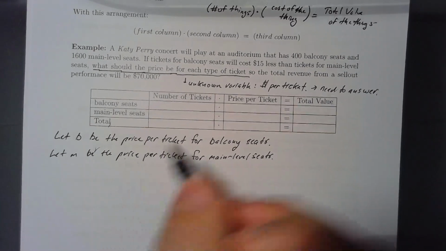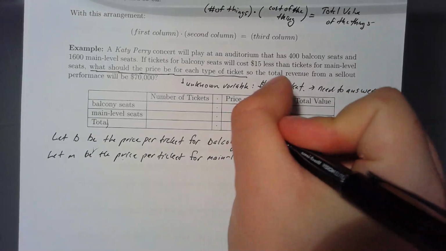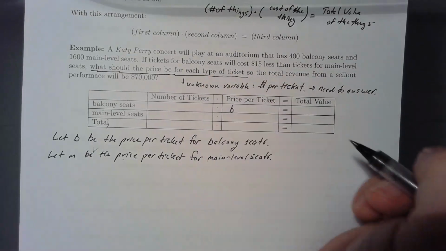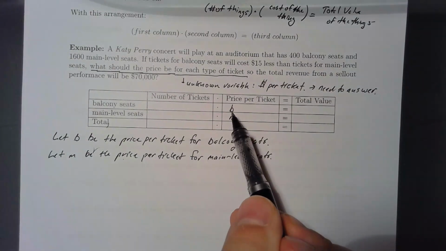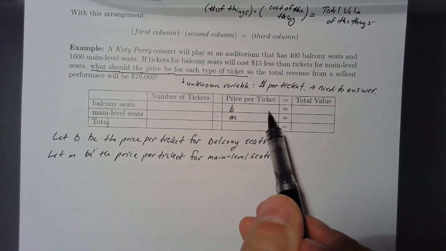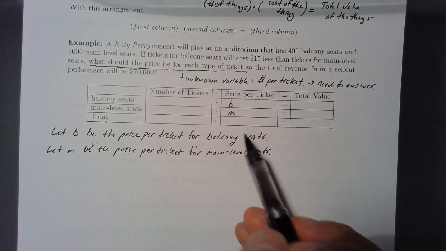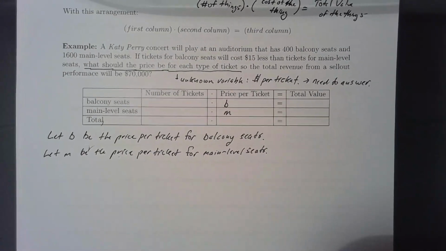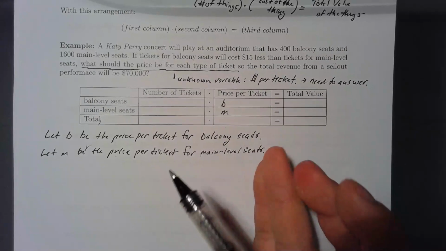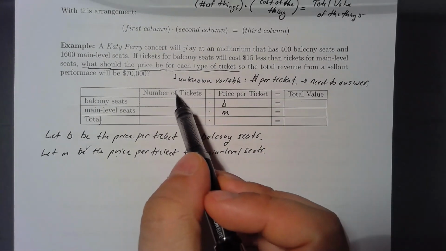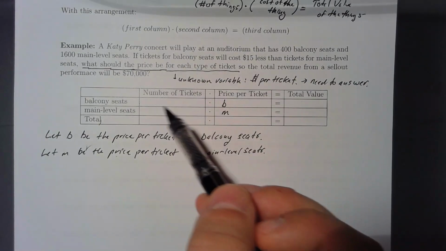So now that I know that, I'm going to fill it in my table. What is the price per ticket for balcony seats? It's B. What's the price per ticket for main level seats? It's M. Now I'm writing it a little to the left here because I might have to fill in something here, but I'm just giving myself enough space. That isn't always the case, but it's always a good habit. Now, since those are the unknown quantities I'm trying to figure out, everything else, the number of tickets and the total value of the tickets, should be given information in the problem. I just have to identify it and fill it in.